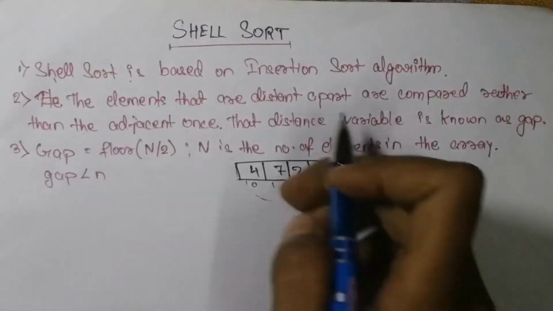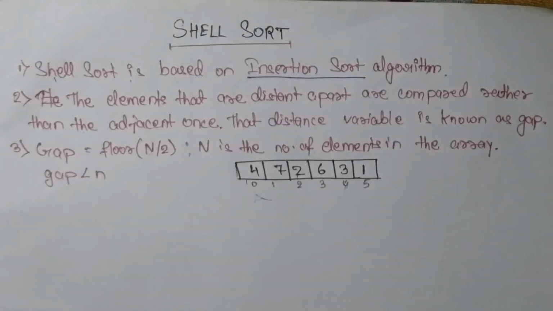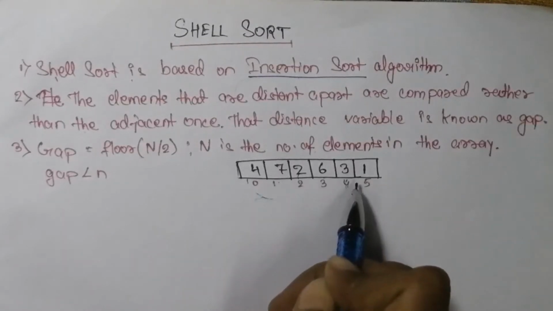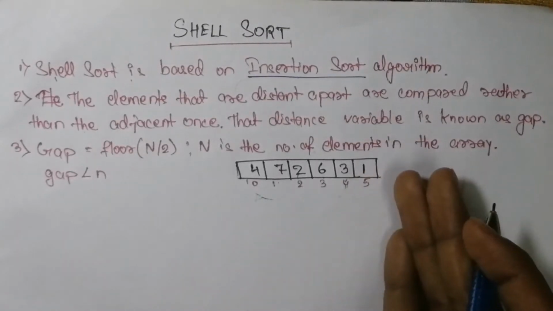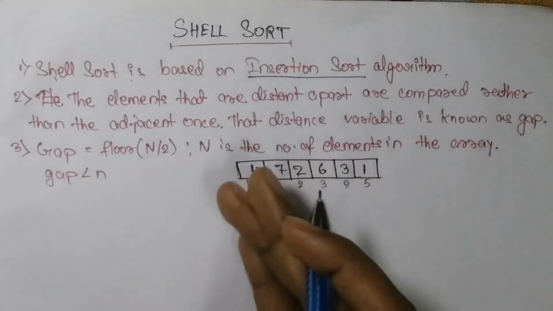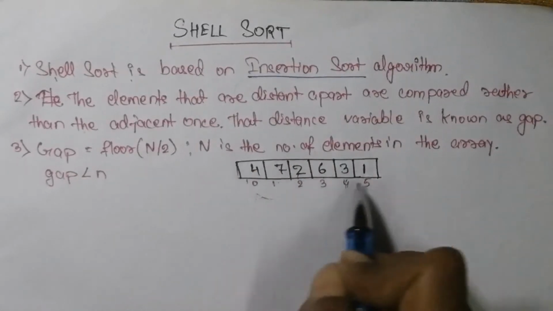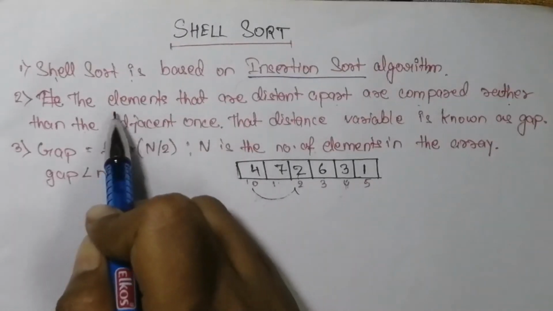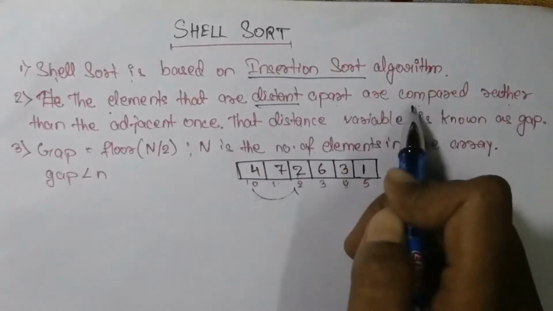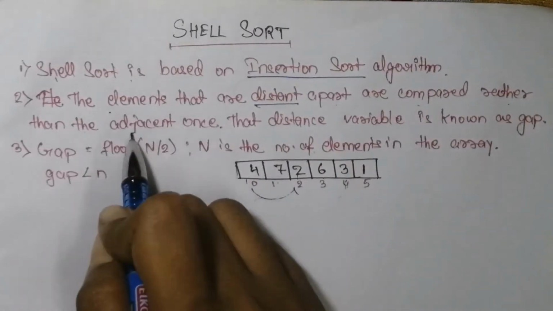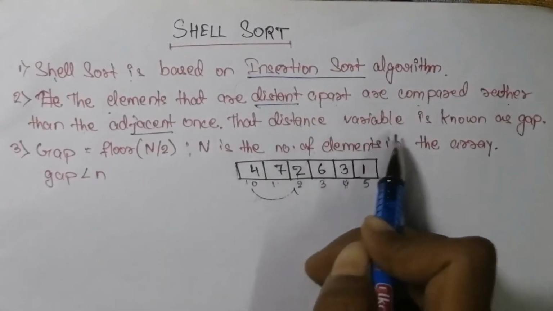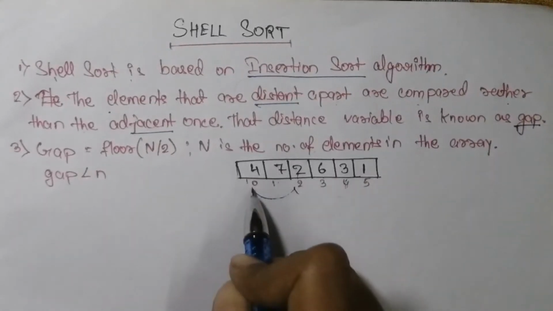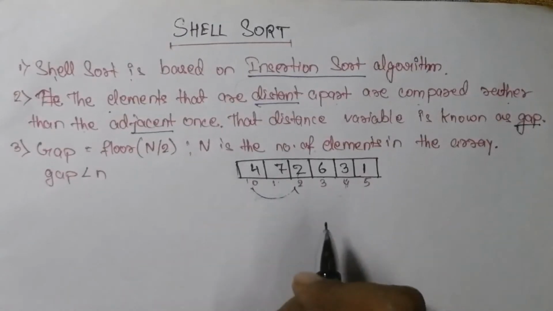This Shell Sort program is based on the insertion sort algorithm. We have discussed insertion sort, in which all the adjacent elements were compared and each element from the unsorted part was to be placed in the sorted part. Here comparison is done between the elements which are some distance apart. So the elements that are distant apart are compared rather than the adjacent ones, and that distance variable is known as gap. This gap variable indicates the distance between two elements to be compared.